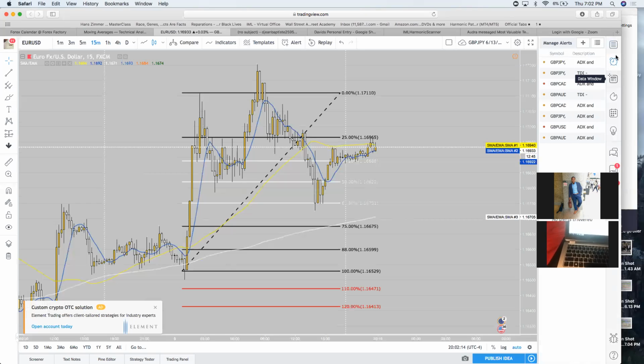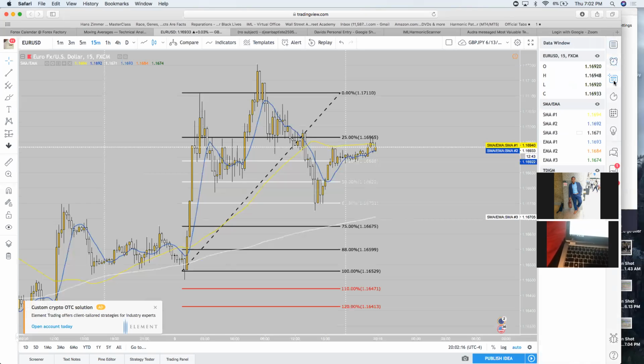All right. So underneath the alerts is the data window. The data window shows you the open of the candle, the high of the candle, the low of the candle, and the close of the candle as well too. All right, and below shows you the indicators and where the indicators are located if you have your indicators on your chart. Like I said, I love using the smooth middle average and the exponential moving averages as well too. All right, and the TDI, which is known as the Traders Dynamic Index.